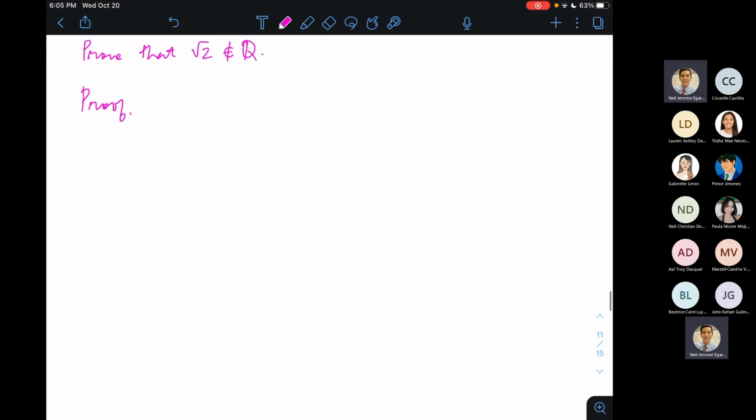Okay. So I'll start with the statement or my supposition that square root of 2 is rational. All right? Then ano yung pwede kong isunod? So i-assume ko for the sake of contradiction that square root of 2 is a rational number. Then what can be said about square root of 2? Any suggestions?